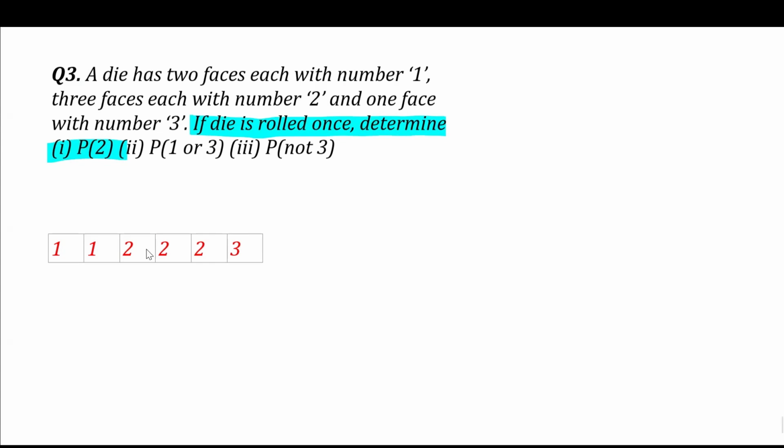P(2) here means the probability that on a single throw you are getting 2. So clearly there are 3 such faces. So favorable is 3 and the total is 6. So the required probability will be 3 over 6, right? So that is half, the answer in this case.